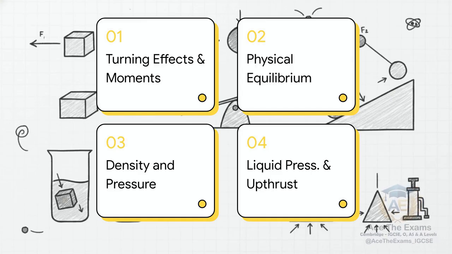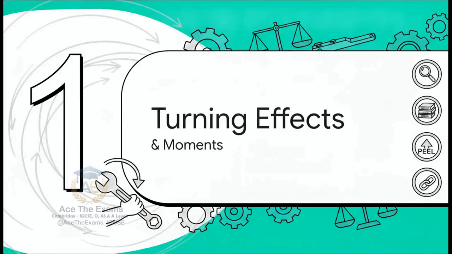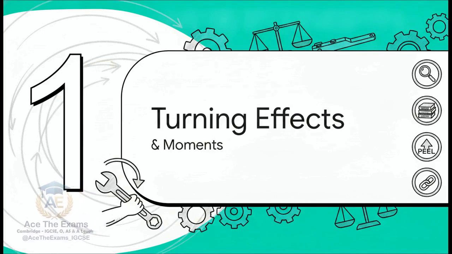First, we'll tackle turning effects and moments. Second, achieving physical equilibrium. Third, defining density and pressure. And finally, we will wrap up with liquid pressure and upthrust. Let's jump right into Section 1, Turning Effects and Moments. We are going to start by looking at the invisible forces that cause rigid objects to rotate, and exactly where students lose easy marks on this topic.